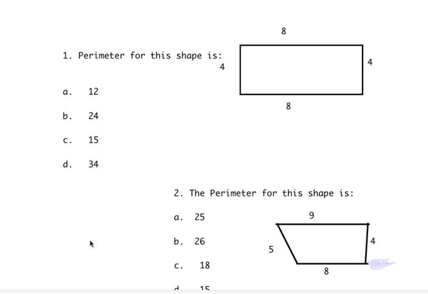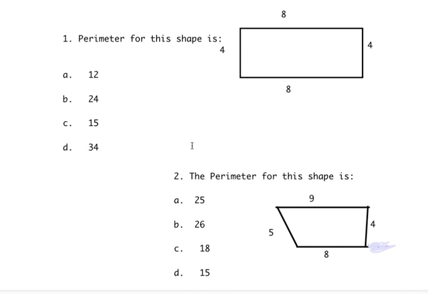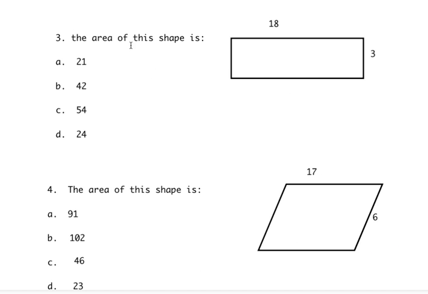So the perimeter for this shape is right here. The perimeter for this shape, and it looks like I have to scroll down a little bit, is right here. Question number 3, we're going to be looking at area. So think back to how you figure out area. And number 4 is the area of this shape. So go back, if I talked too quickly, re-watch, look it over, make sure you understand that perimeter is adding all the measurements. Area is multiplying all the measurements. Good luck.